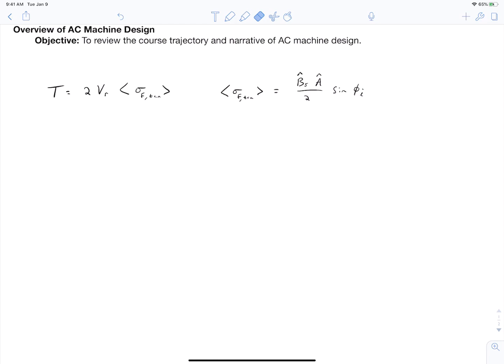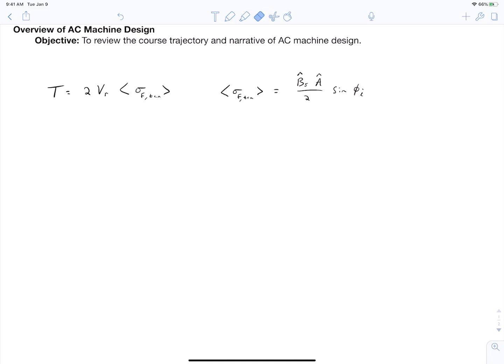The objective of this video is to review the course trajectory and narrative of AC machine design. At this point, we're over 2/3 the way through our semester, and we've just finished up a unit on winding design and are about to launch into a bigger picture unit on the evaluation of AC machines and how you know if you have a good machine.